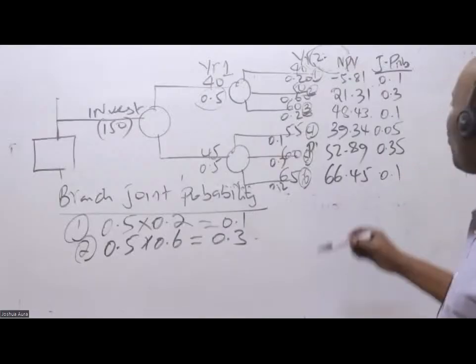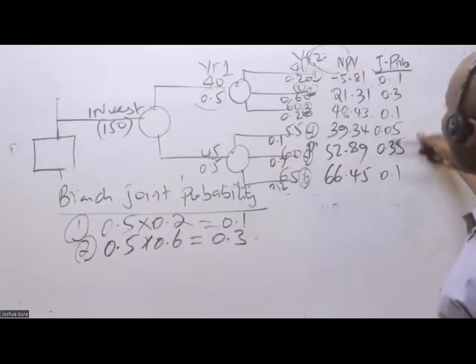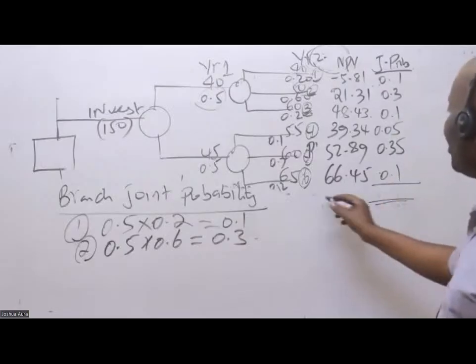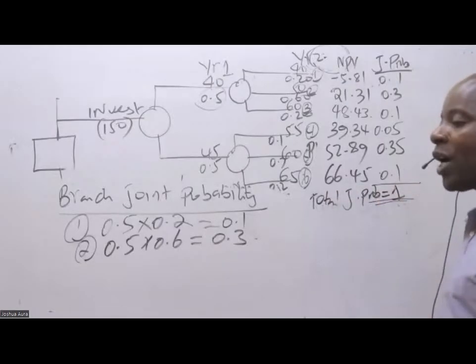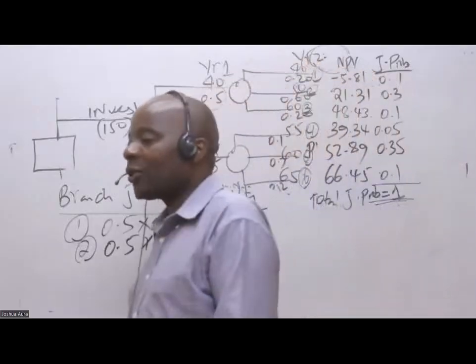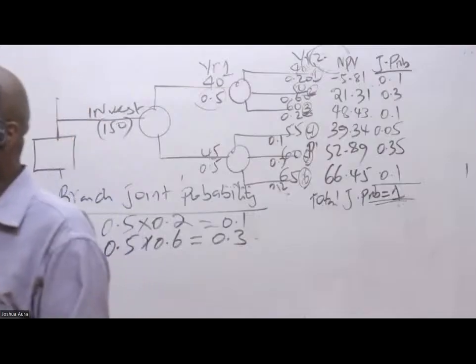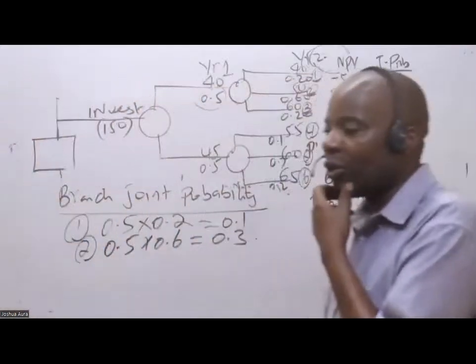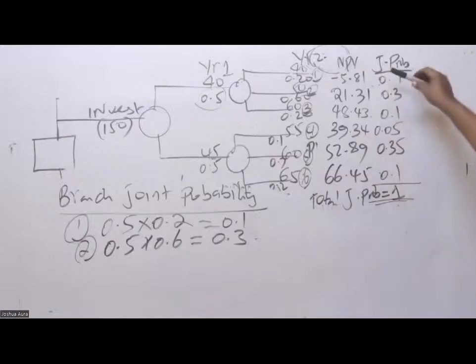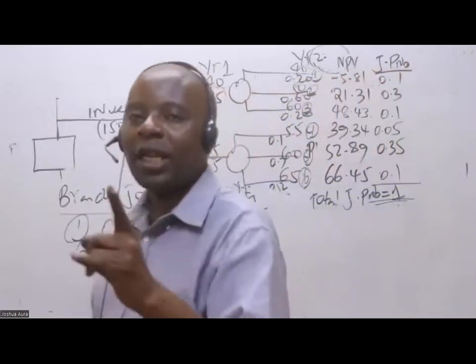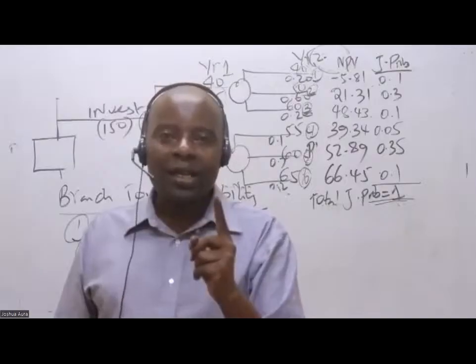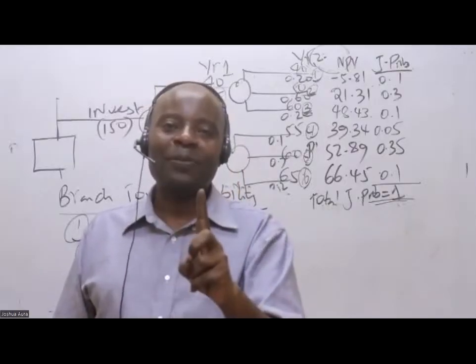And then, what were you told in quantitative analysis? The total joint probability, if you add all of them, must always be equal to 1. Is there someone who has been able to confirm? Yes. So in an exam, when you compute like that and get a total joint probability of 1, know that you are en route to success.